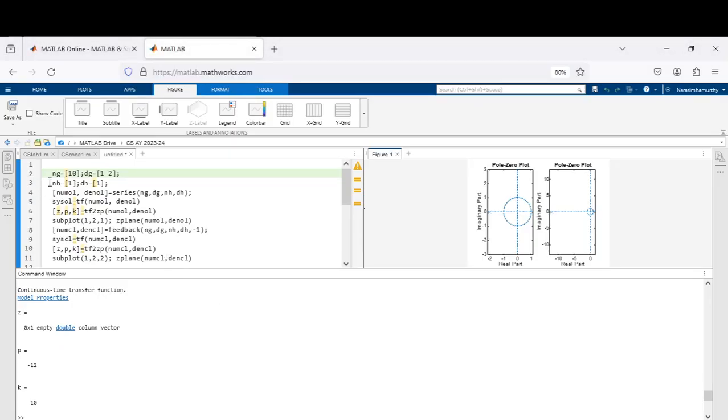Now you can see, as you have already written, the numerator and denominator of G and H. This is the numerator of G, which is 10, the denominator is s plus 2, and for H it is 1. We are trying to find the open loop transfer function, which is G(s) into H(s). We are using a function called series, which multiplies G(s) and H(s), and that numerator and denominator are assigned to numerator OL and denominator OL, that is these two variables.